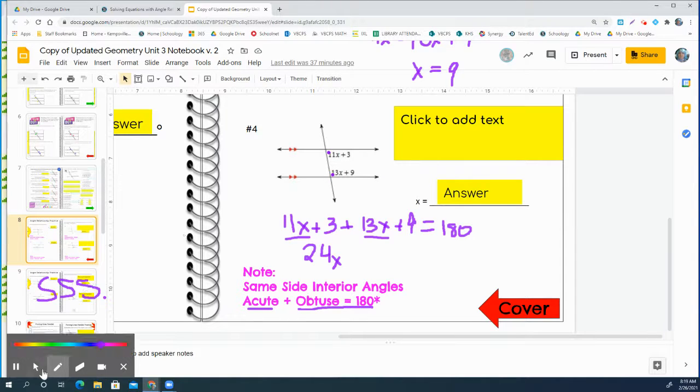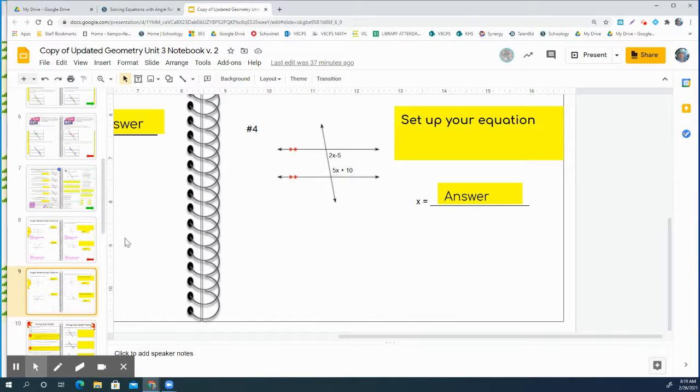Okay. Go down to slide 9. Any questions on those? Go down to slide 9 and see if you can do them yourself. See what answers you get.